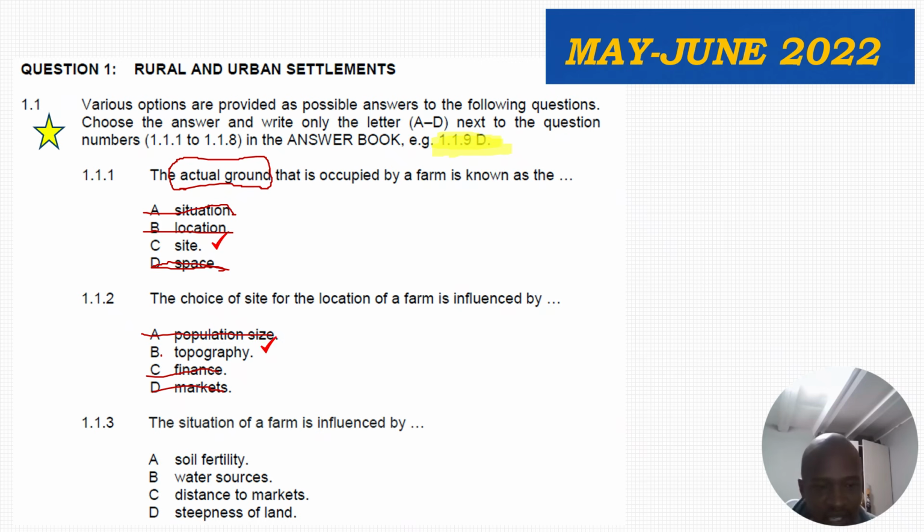1.1.3. The situation of a farm is influenced by, you have your farm now, right?